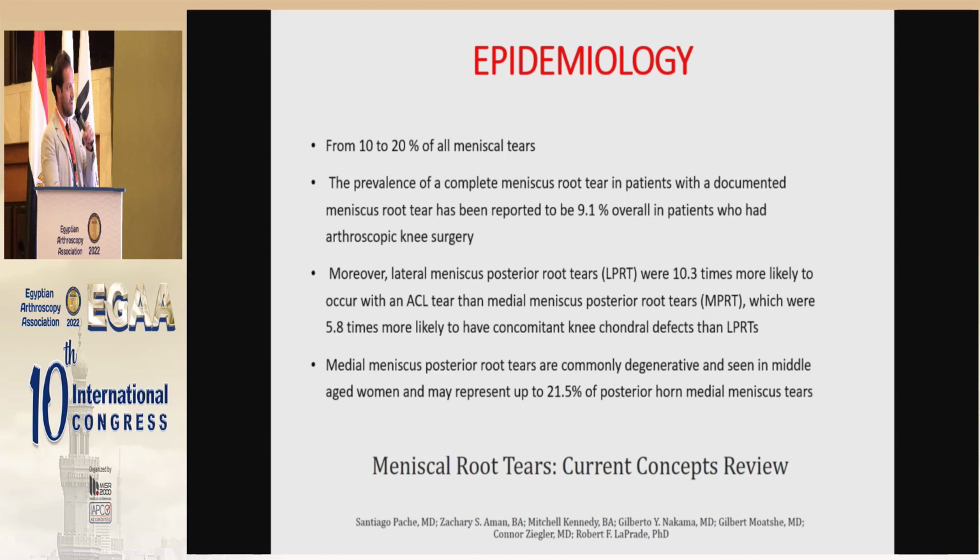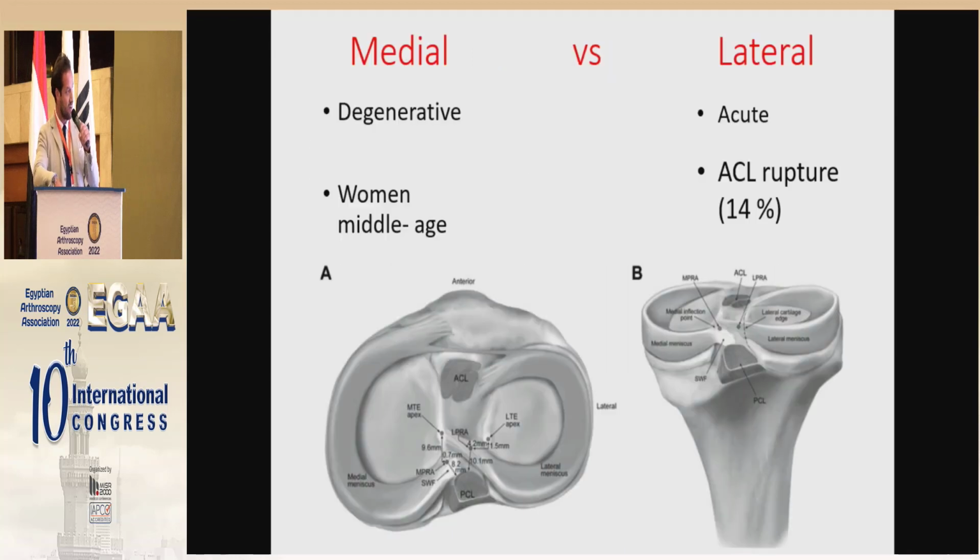We know that 10 to 20% of all meniscal tears are root tears, and that root tears of the medial meniscus are 21.5% of all the posterior horn medial meniscus tears. In particular, the root tears of the medial meniscus are more degenerative, in middle-aged women with varus alignment and BMI over 30, while the lateral are more acute, after a twist or a sprain of the knee, and associated with ACL rupture in up to 14%, so in young people, in athletes.